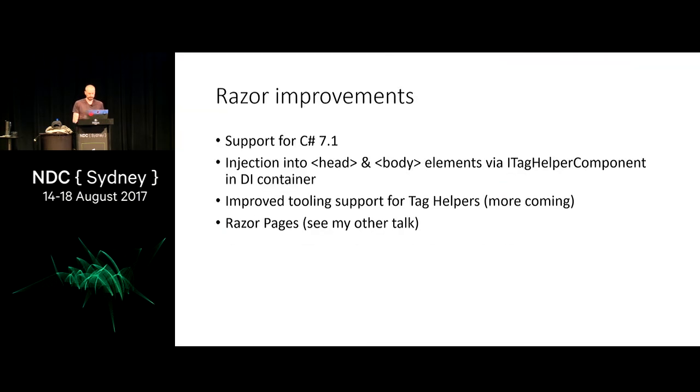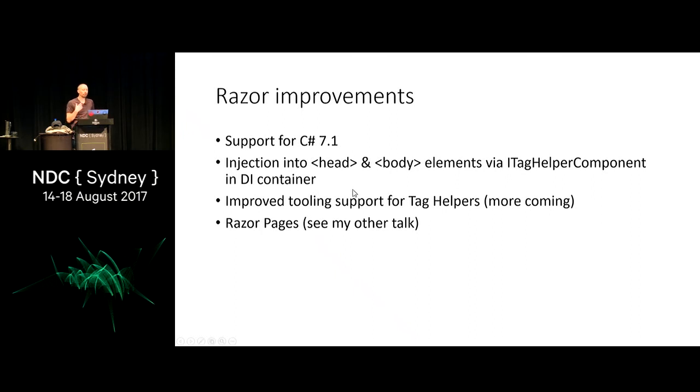All right. What have we done in Razor? I'm not going to talk about Razor Pages, that's the next talk, but what else have we done? Well, we now support C# 7.1, which we didn't before because we made a mistake. In ASP.NET Core 1, C# 7 came out, but Razor only supported C# 6, and then we had a bug. So we've fixed that bug now, and if you've opted into the latest C# features in your project, which is still opt-in, you can get that stuff working in Razor now.